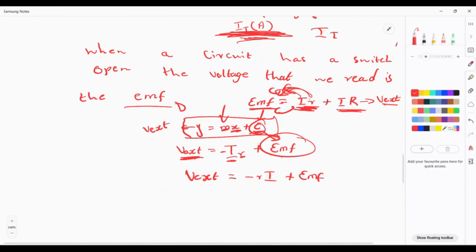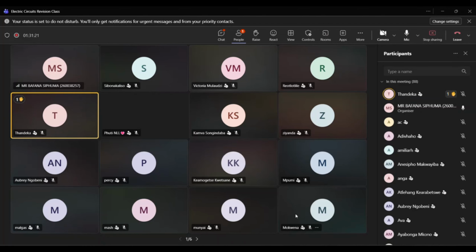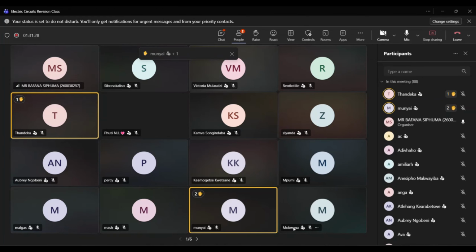So far, is there anyone with a question? Is there any question so far? Yes. I see a head.